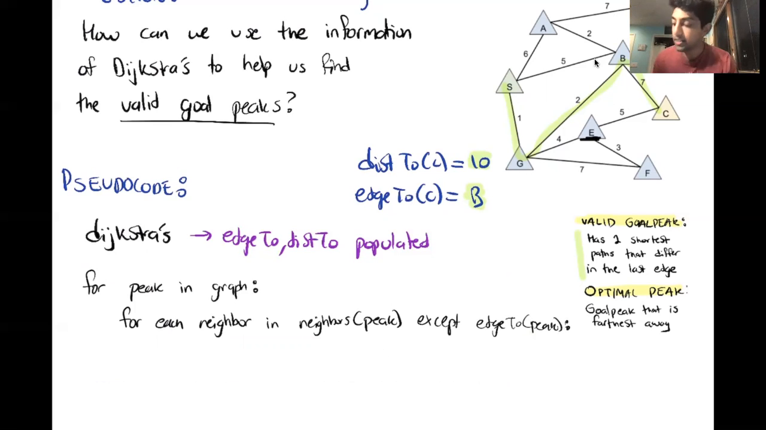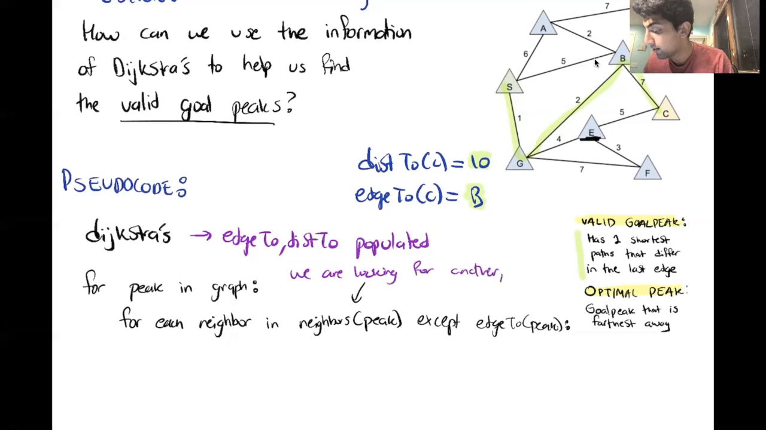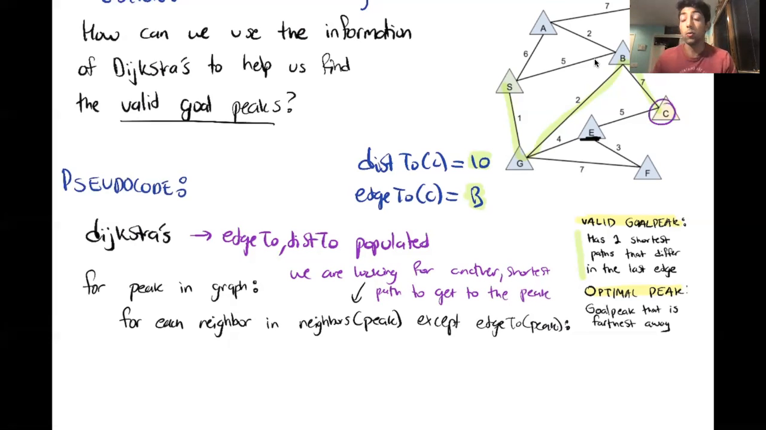What we're doing here is iterating through all the possible neighbors that we can use to get to C with a new shortest path that we haven't discovered yet. So I'll write that right there. We are looking for another shortest path to get to the peak. In this case, when we're at C, we're looking at all of our neighbors and asking ourselves, is it possible for me to get to C via this neighbor?